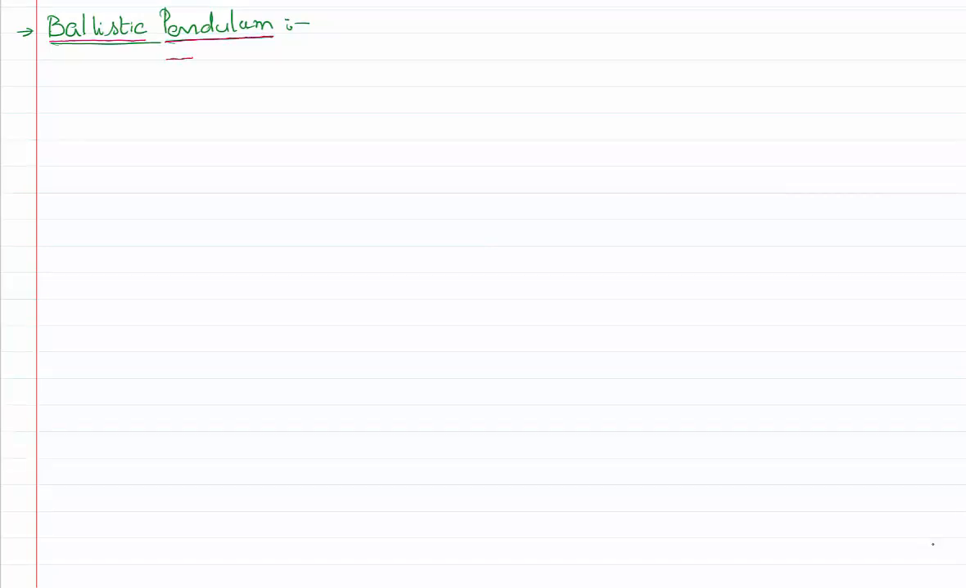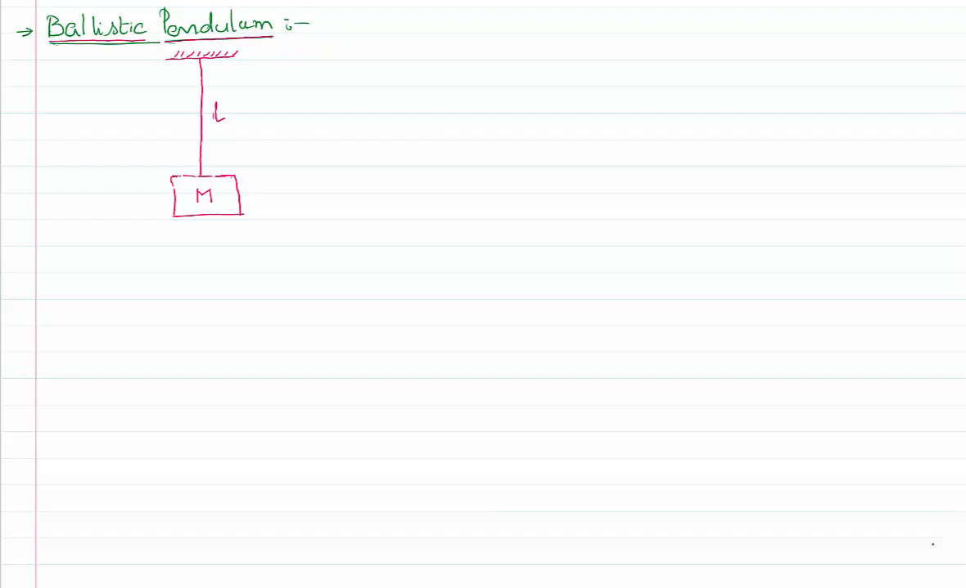So let us first consider a ballistic pendulum with a rigid support and an unstretchable wire. Let the length of the wire, which is known to us, be L. A heavy mass like a wooden log is suspended. Let that mass be capital M. It is in the state of rest. Assuming it like a second body, it is in the state of rest.